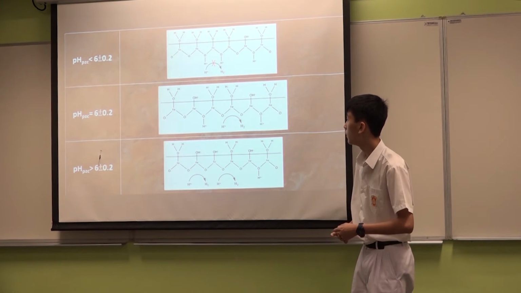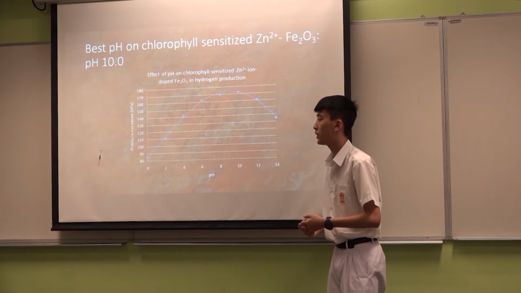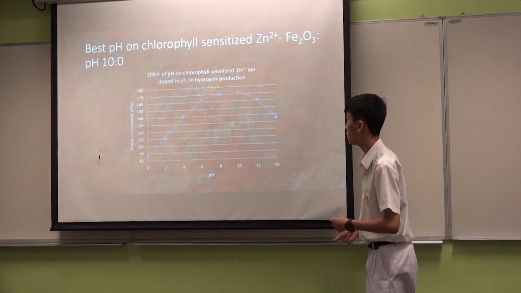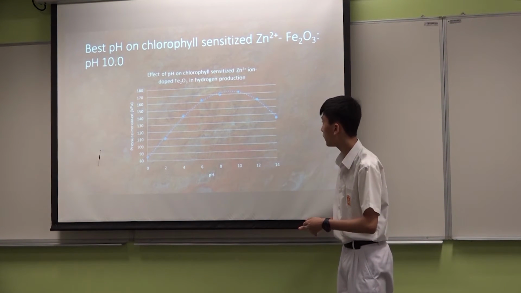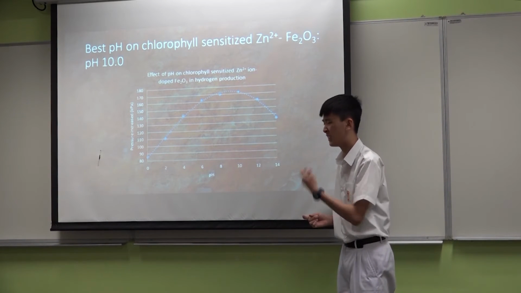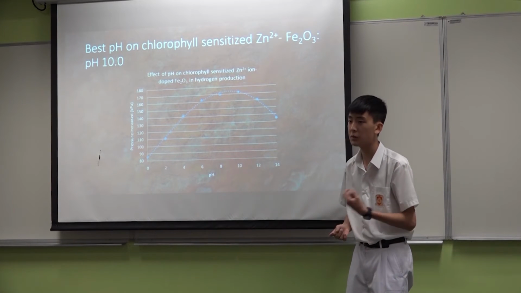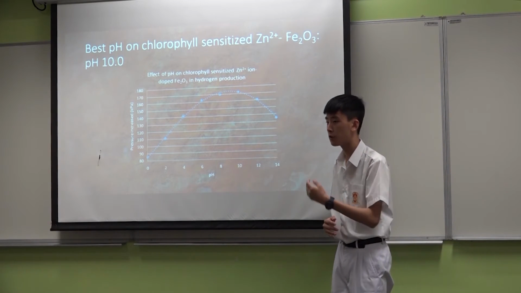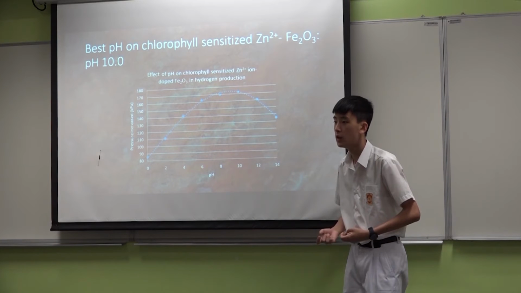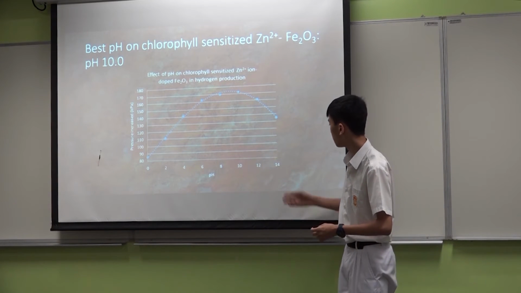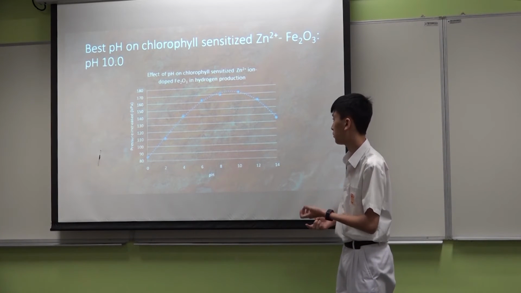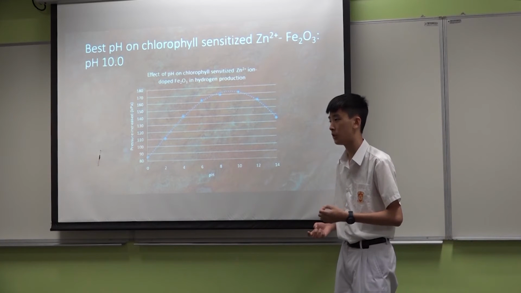And in this experiment, we would like to find out the best pH for chlorophyll sensitized zinc ion doped iron peroxide, and we found that pH 10 is the best. In the acidic condition, the magnesium group in the chlorophyll is actually missing. So its absorbance will be reduced, and some of the red part of its absorption spectrum will disappear. So it will affect its performance. Under pH 14, an ester group in the chlorophyll is disappeared. So its absorption spectrum is affected, and its performance is affected.